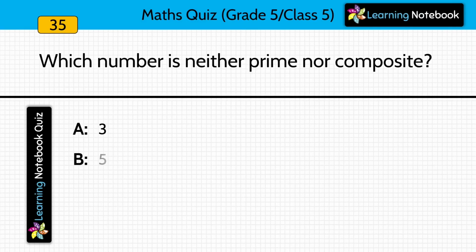Which number is neither a prime number nor a composite number? Look at the options: 3, 5, 7 or 1. Answer is option D, 1. It is considered neither a prime number nor a composite number.